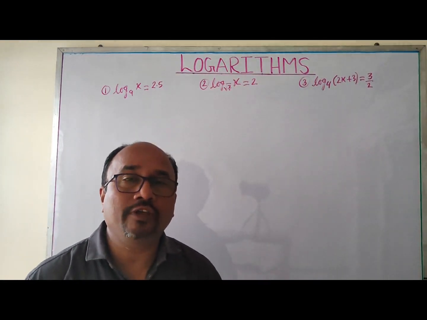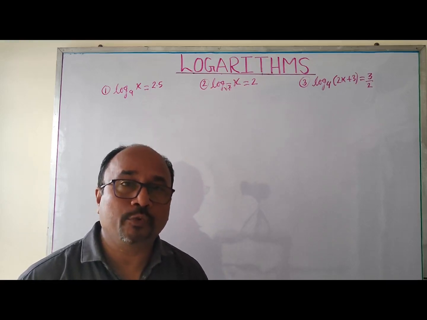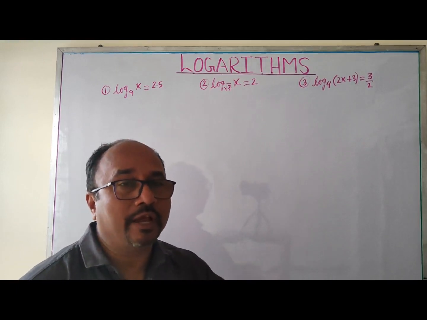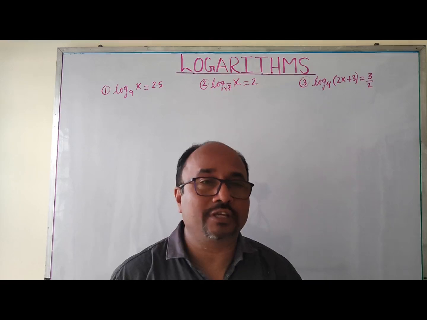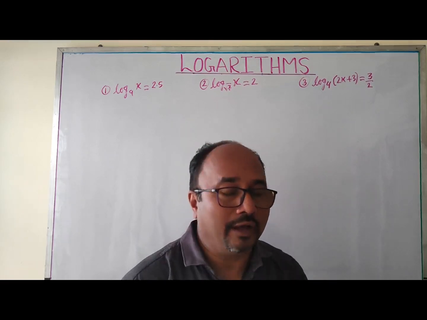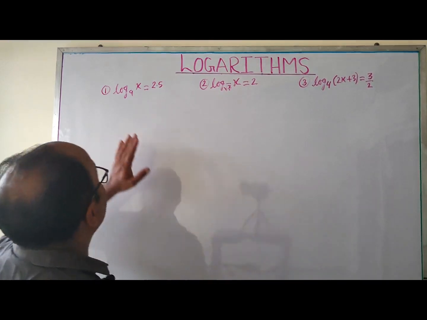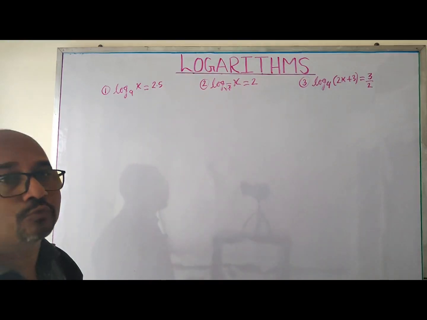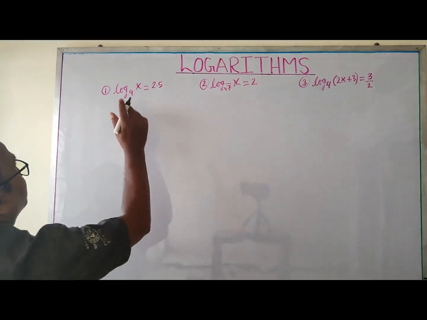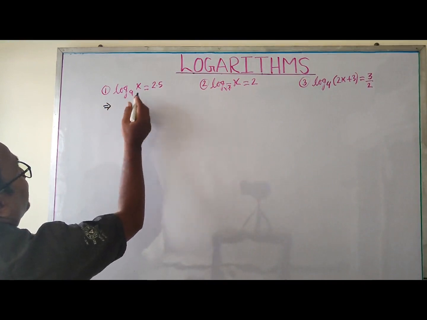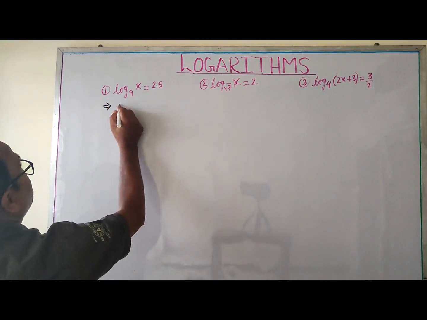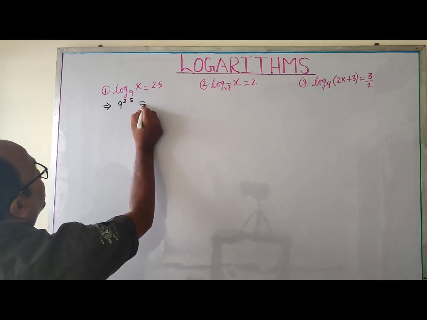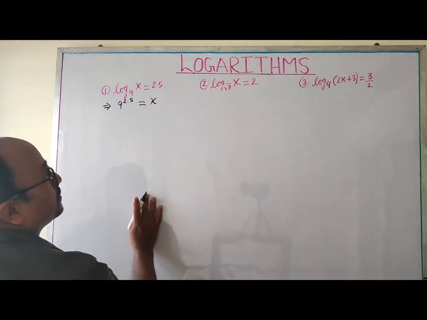Now let us see how we are going to solve some of the equations given in logarithm. I have already taken 3 sums and I will try to explain those 3 sums for you all to make it easy to understand. My first sum is log x to the base 9 is equal to 2.5. As we have been doing, if I bring it into the exponential form, it will be written as 9 to the power 2.5 equals x.